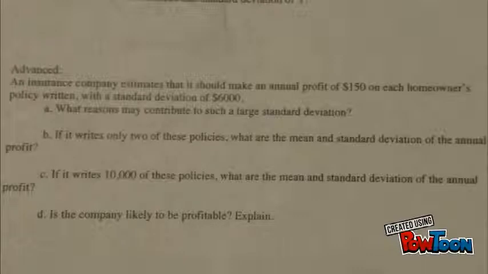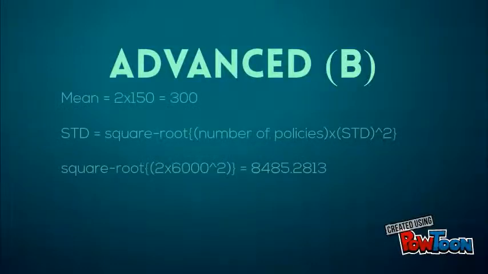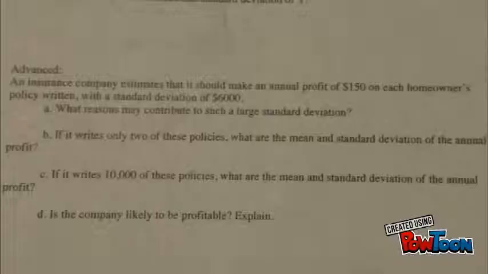Alrighty, and for part B, if they only write two of the policies, you are to find the mean and standard deviation of the annual profit. To find the mean of B, you would essentially do 2 times 150, and that equals 300. And for the standard deviation, you would take the square root of the number of policies times the standard deviation squared, of which then you would just input the numbers, and there you go.